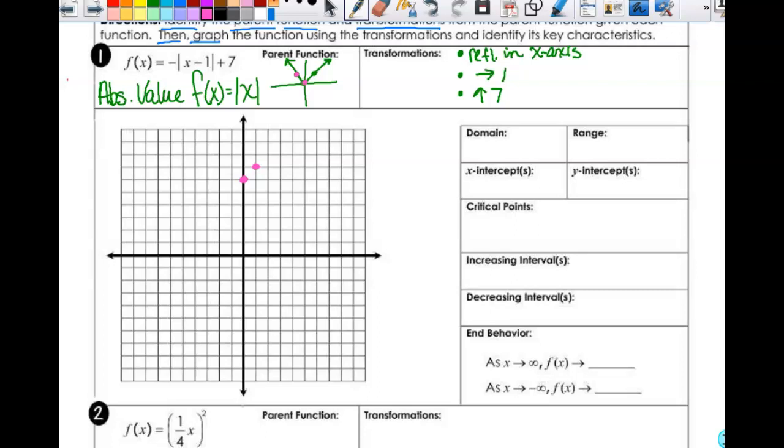All right, and then I'm going to do 1, 1. So I start here. I'm going to reflect in the x-axis. Then I move to the right 1, and I go up 7, and I'm right here. And then that's all I need to make that.